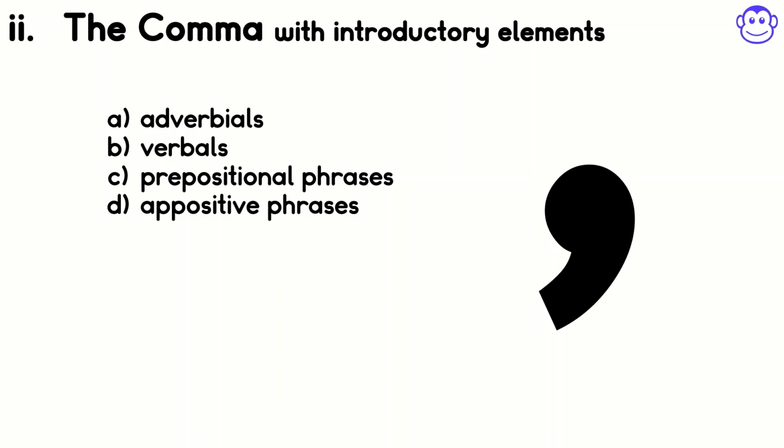With appositive phrases, we should use the comma if the information contained in the phrase is non-essential to the message. But if the information is essential to the message, we should not include a comma.